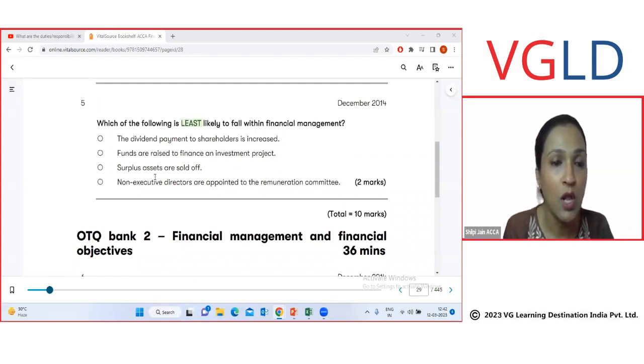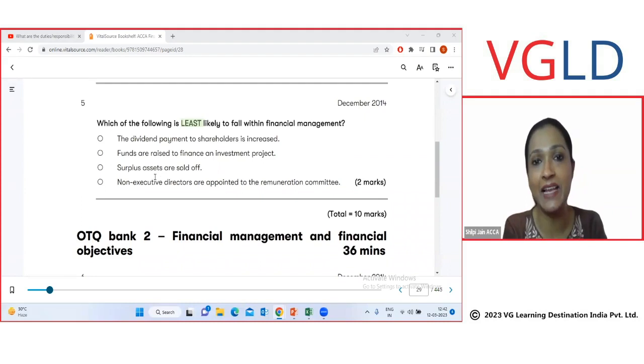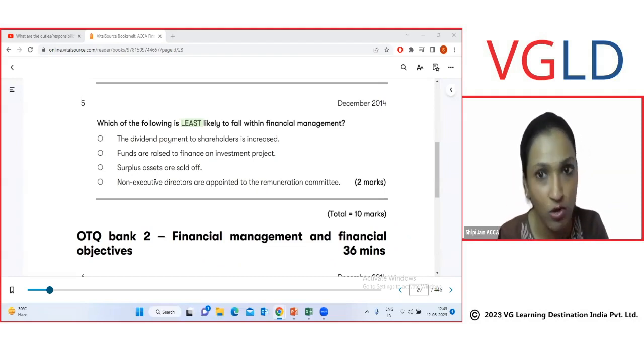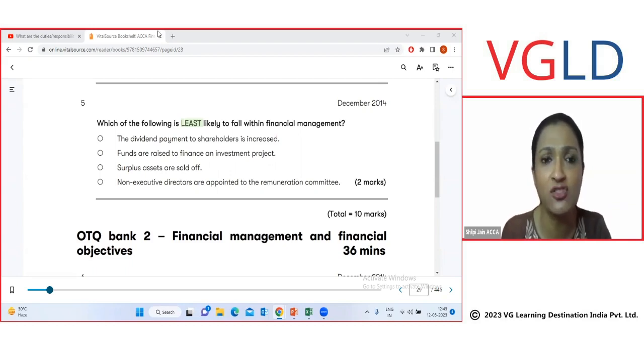Okay, so which of the following is least likely to fall within financial management? Dividend payment to shareholders is increased. Obviously, that's a role of a financial manager. Funds are raised to finance an investment project. Again, the role of a finance manager. Surplus assets are sold off. Yes, definitely very much a role of a finance manager. NEDs are appointed to the remuneration committee. Nothing really that a finance manager is doing. So this is certainly least likely. Option number B. Wonderful, guys.